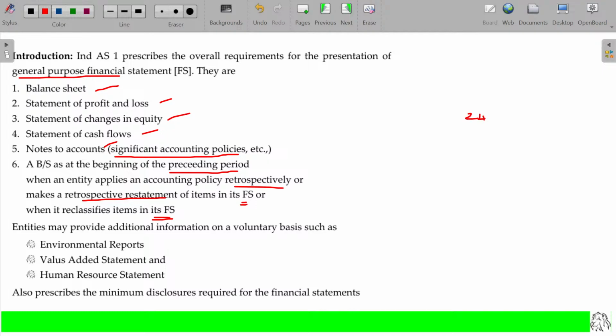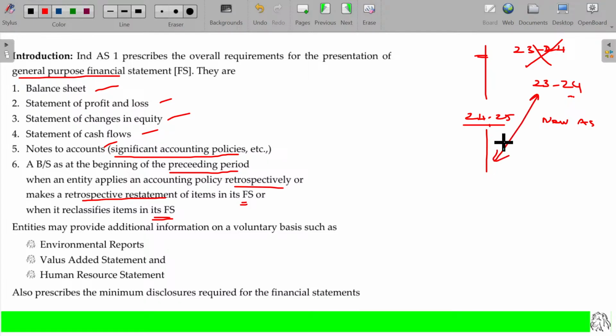For example, the previous year 24-25. From this year, we want to apply a new policy, new AS. Any accounting policies mentioned in the AS are supposed to be followed here. Then automatically, you have to restate 23-24. You might have prepared it using the old model or old policies; it is now restated by applying the new accounting standard for the year 23-24. After that, you can present the financial statement for 24-25. Then it is easy to compare.